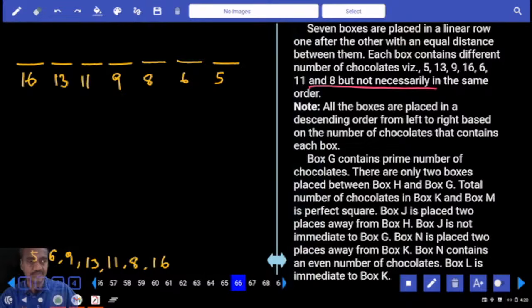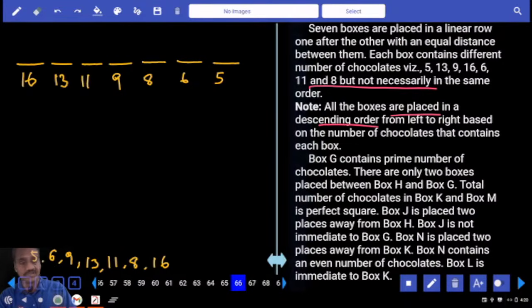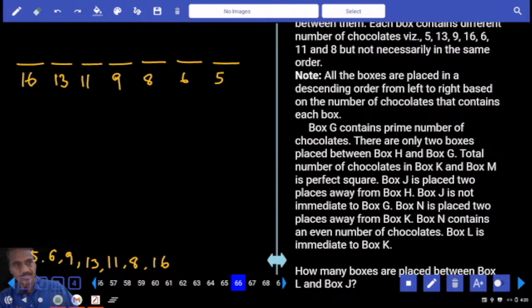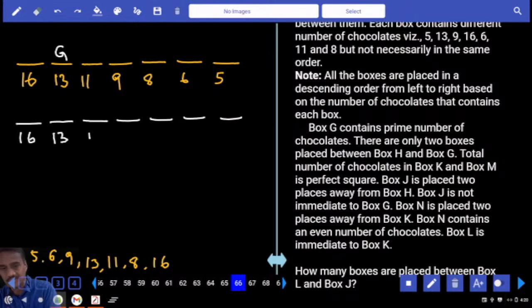Second priority. But as all the boxes are placed in descending order from left to right, based on the number of chocolates that each box contains, then it comes under which priority? First priority. And G contains a prime number of chocolates. Prime number of chocolates, how many possibilities do we have? 3 possibilities. G can be here, or 1, 2, 3, 4, 5, 6, 7. Or G can be 11, or what is the other possibility we have? 9, 8, 6, 5. Now G can be at 5th as well.